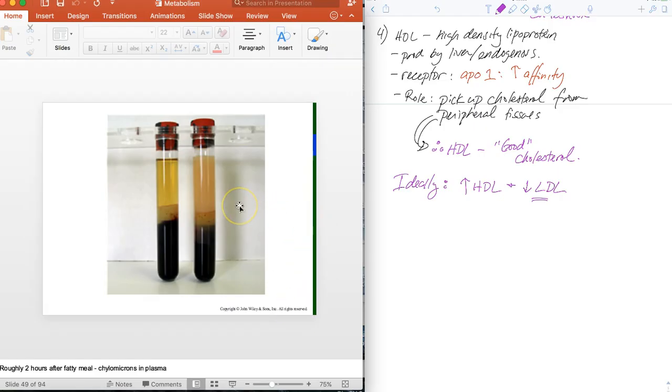After a fatty meal, a couple hours after a meal, you can actually see chylomicrons in the plasma. Isn't that amazing? So this one here is a person who hasn't had a fatty meal recently, and then a couple hours later, you can actually see like a bubbly material in there, and those are the fats that you have enjoyed a couple hours prior.